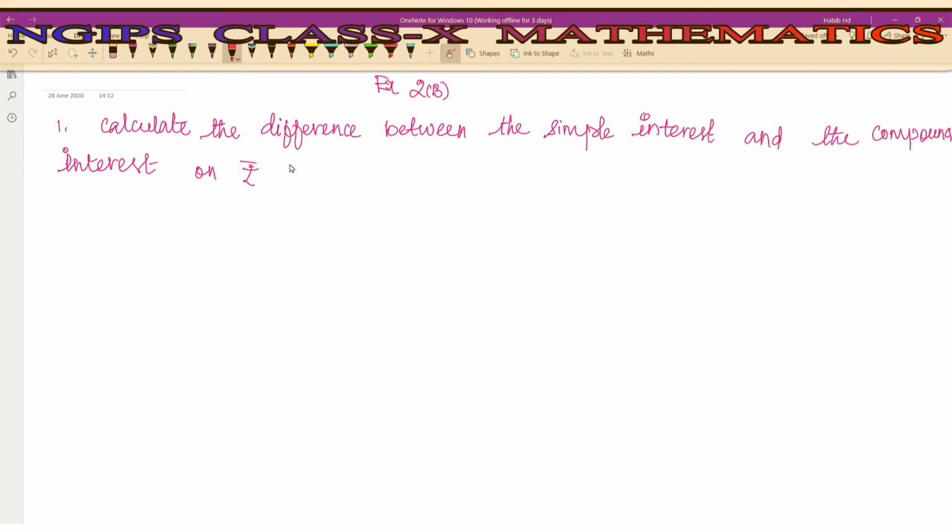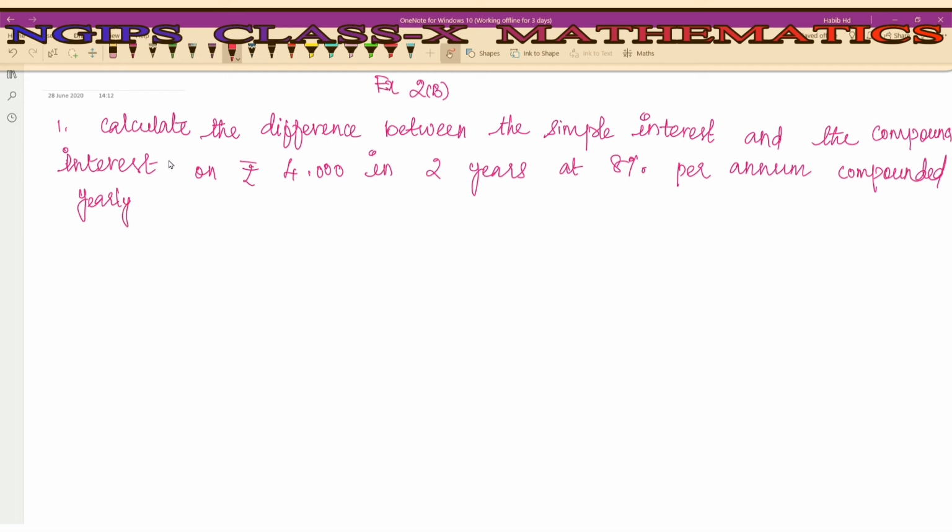On rupees 4,000 in 2 years at 8% per annum, compounded yearly. Okay, now we need to write the given conditions here.